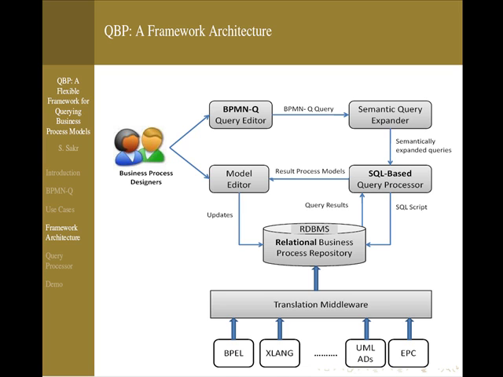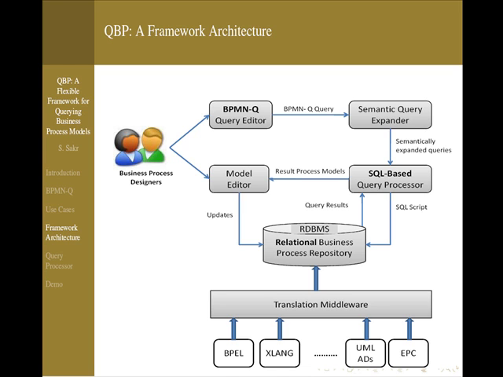Conceptually, business process models are represented by a graph data structure, where events, activities, and gateways are represented by graph nodes, and the sequence flow between any two nodes is represented by an edge. On the physical level, we use a fixed mapping storage scheme to map this graph data structure into a tabular relational representation. The business process designer uses the BPMNQ query editor component, which is a web-based visual editor where the business process designer can compose their queries using the BPMNQ notation.